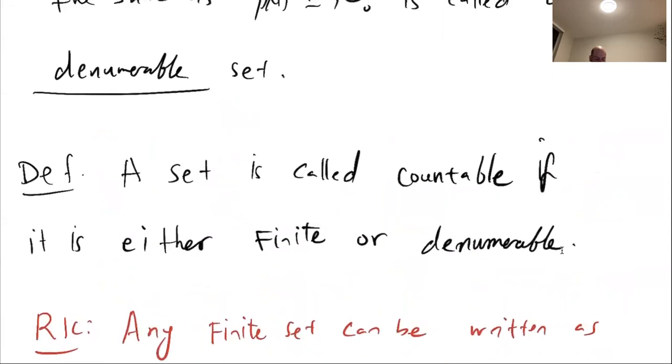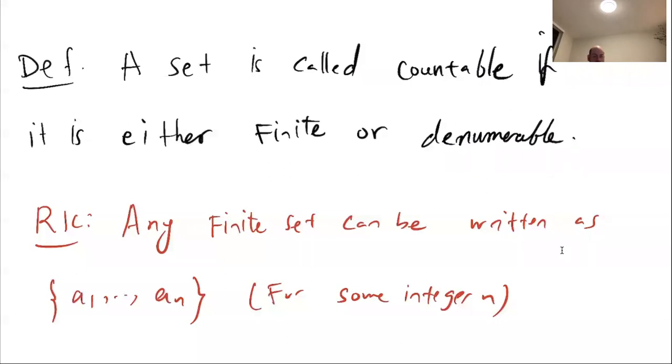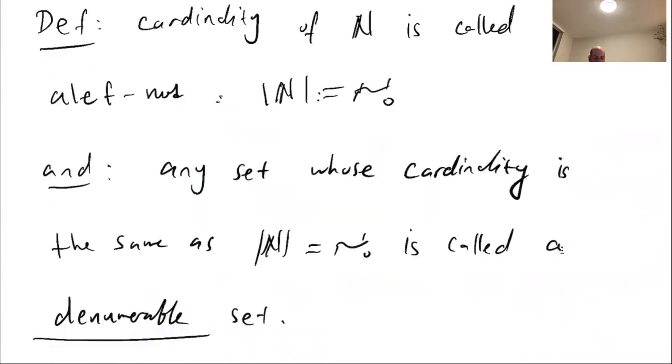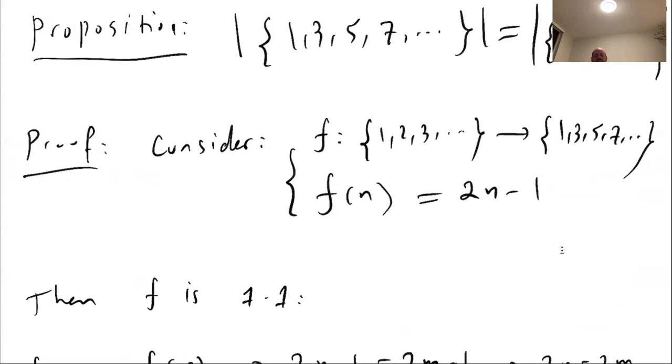So we talked about denumerable sets and also countable sets. Denumerable means the same cardinality as natural numbers. Countable means either finite or denumerable. And we already saw that the set of, for example, odd positive integers is also denumerable. So what other set do you think is denumerable other than the set of positive odd integers?